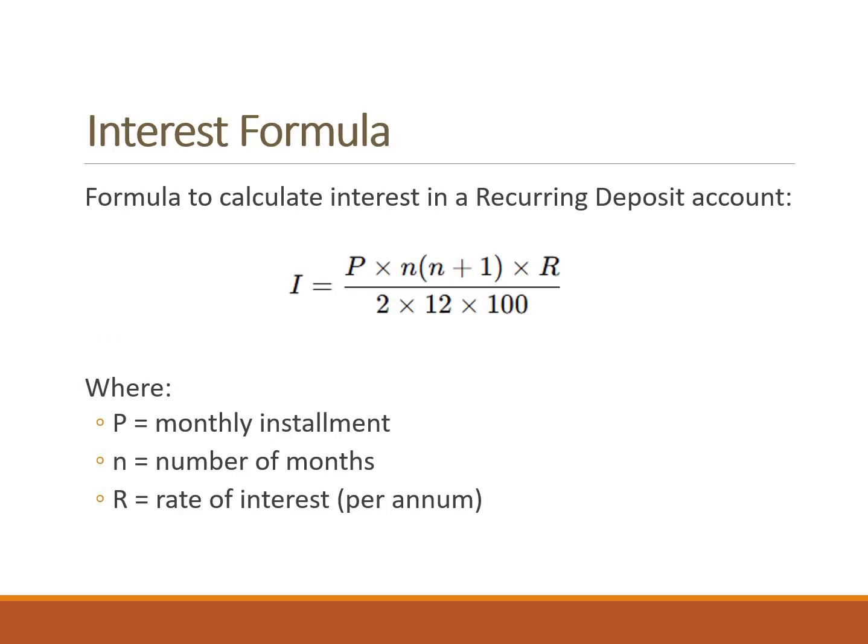To calculate the interest earned on a recurring deposit, we use this formula, I equals P times N plus 1 times R divided by 2 into 12 into 100. This formula accounts for the fact that each monthly installment earns interest for a different duration.